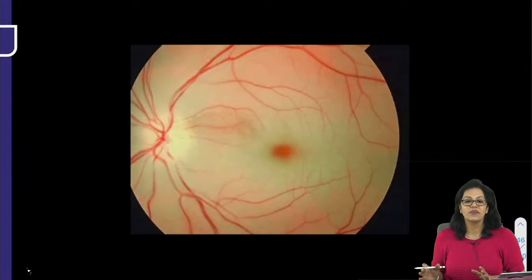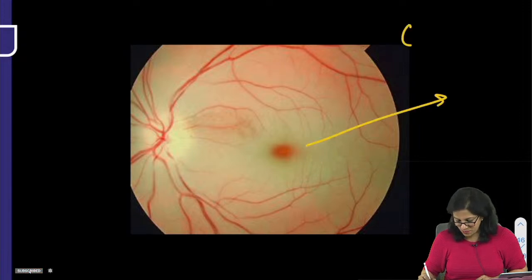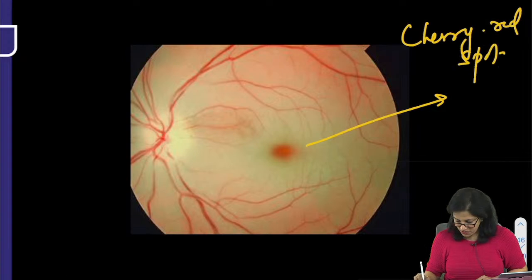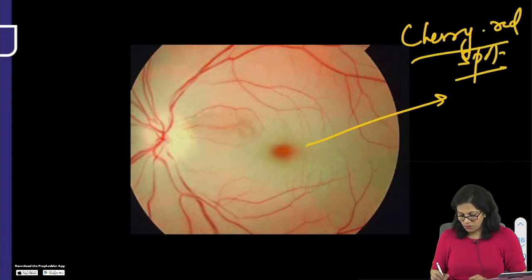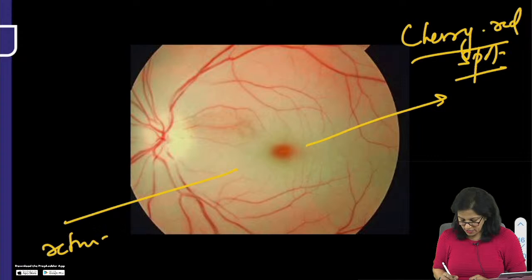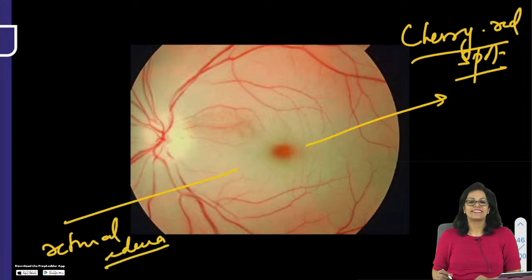We all know about CRAO. Yesterday we had discussed our retina part, but this one. So this is what is cherry red spot, right? So you should know cherry red spot, which is a feature of CRAO. What are the other causes of it? And of course you can see the retinal edema in CRAO that you are seeing. So why do you see cherry red spot, all of you?